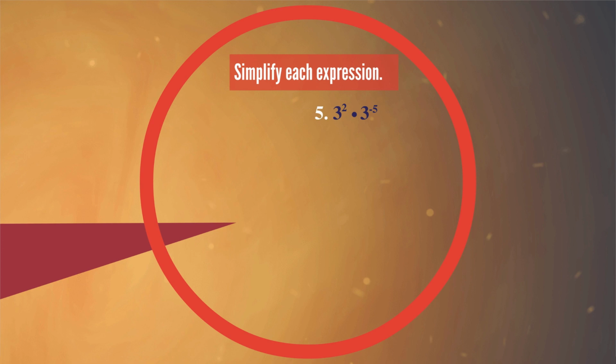Since we have the same base, which is 3, we can apply the product of powers, wherein if x raised to m is multiplied by x raised to n, the answer will be x raised to the sum of m and n. In short, we will just add the exponents and then copy the common base when multiplying powers. So just add 2 and -5 and copy the base. 2 plus -5 is -3, so the expression will become 3 raised to -3.